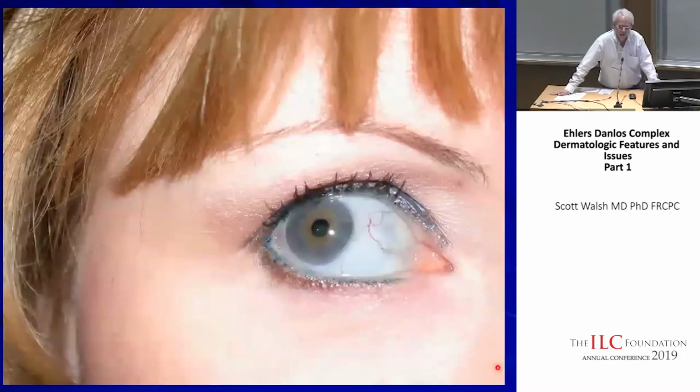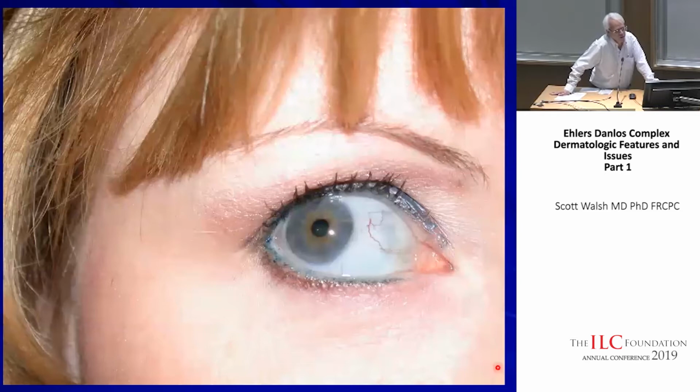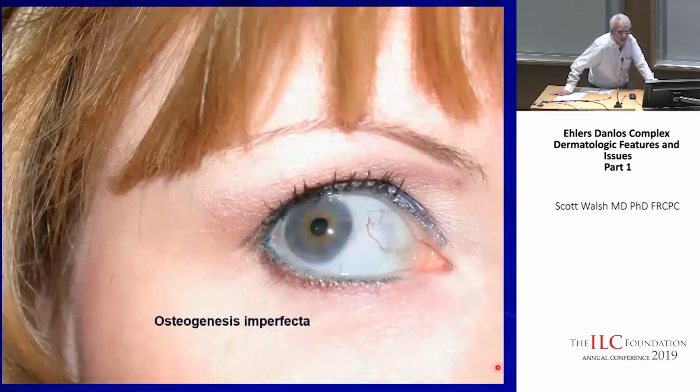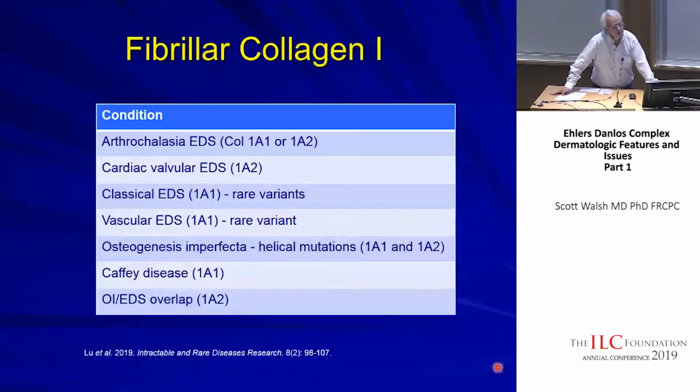So when you have a problem wrapping up the collagen together in collagen 1, you can get this condition. And sometimes it's characterized by very blue sclera, as in this patient of mine. And this is osteogenesis imperfecta. So this is a bone disorder. But fibrillar collagen 1 problems depend on where the mutation is.